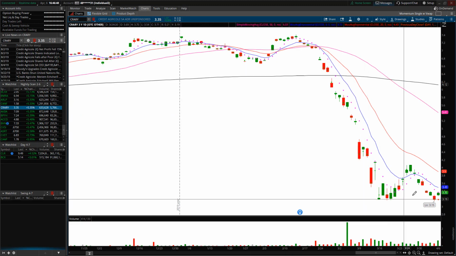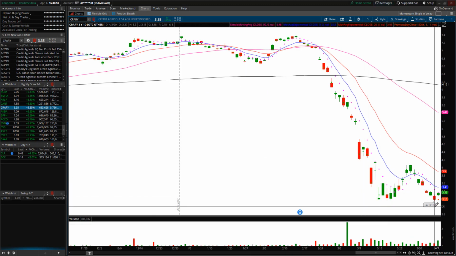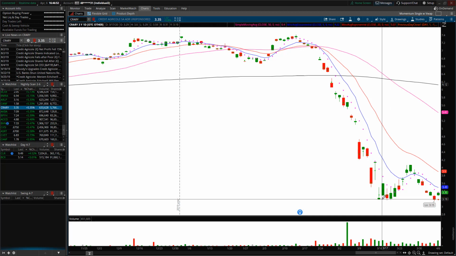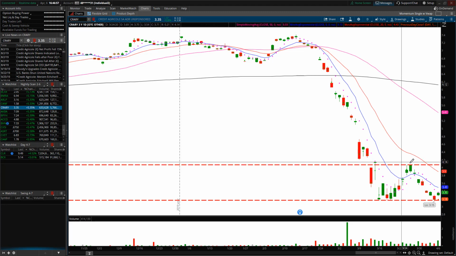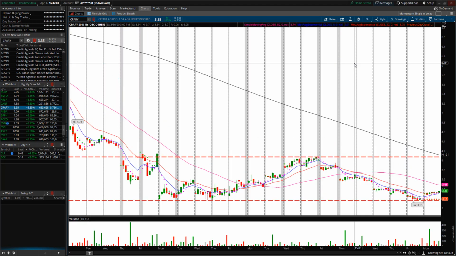This one has maybe a possible double bottom formation. So this one you can see there's a bottom and a bottom. So bottom, bottom. Here's like the top of the double bottom. This one may be moving. Let's take a look at the hourly.